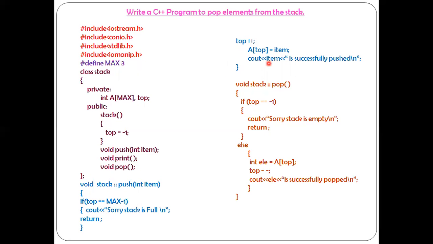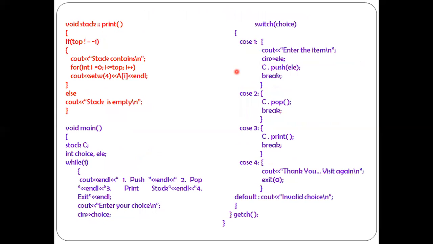So the same thing I'm going to display with the help of a cout statement, cout stream insertion. "20 is successfully pushed.\n" Backslash n, double quotation close, end with a semicolon. This close flower bracket indicates the end of the push member function. Again, it comes to here: 1 for push, 2 for pop, 3 for print, 4 for exit. Enter your choice.